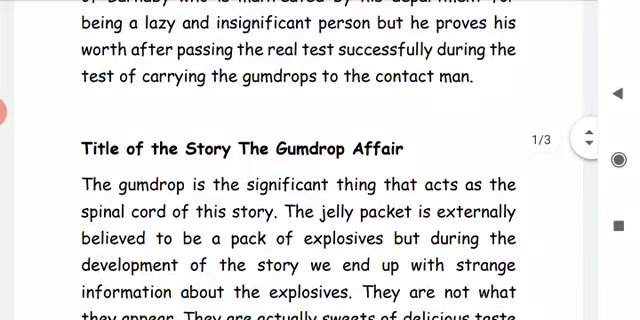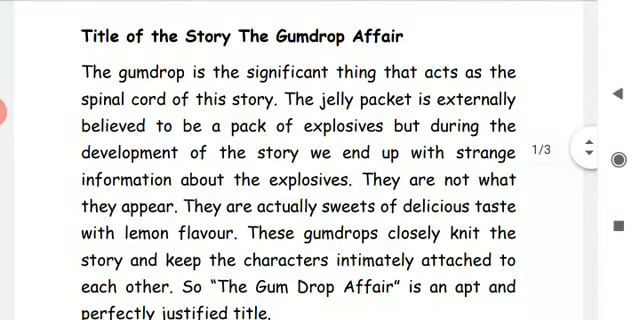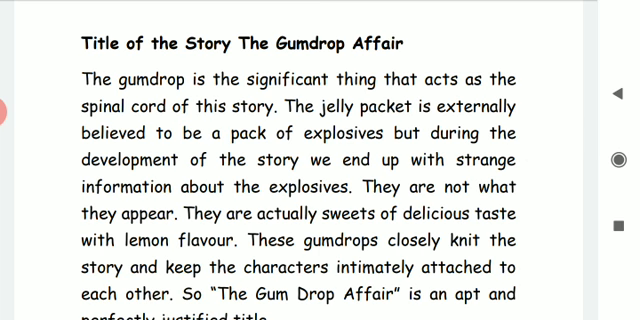Okay, now see another thing. That is the title of the story. Whether the title of the story, The Gumdrop Affair, is apt, whether the title is suitable for the lesson, we will be looking at it. The gumdrop is the significant thing that acts as the spinal cord of this story. Now this particular title is apt. It is quite a significant title. Why? Because it acts as the spinal cord of the story. The entire story runs around it. It has a pivotal role.